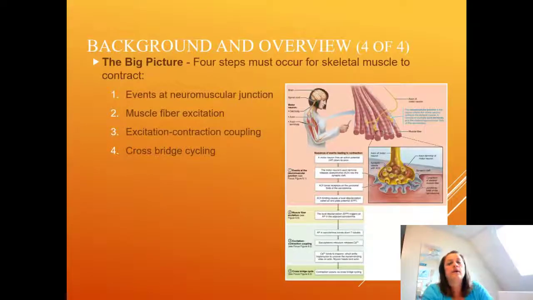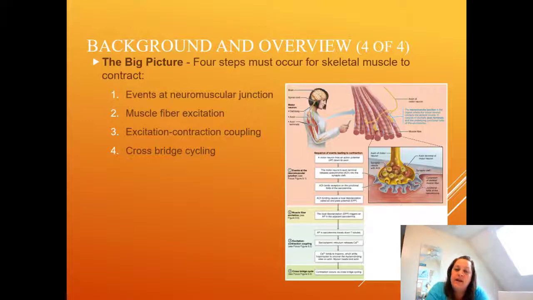This way, how about that? So the big picture, this is what needs to happen. We need to think about it. We need to have events happening from here, the neuromuscular junction. We need to excite that muscle fiber so that it can send that stimulus down through those T-tubules. Then we have to get excitation-contraction coupling, right? And then cross-bridge cycling for contraction. So this image on the right is a really great, simple overview.